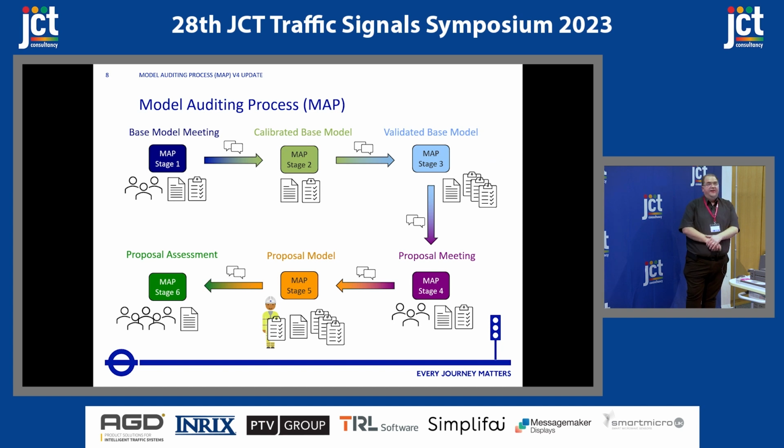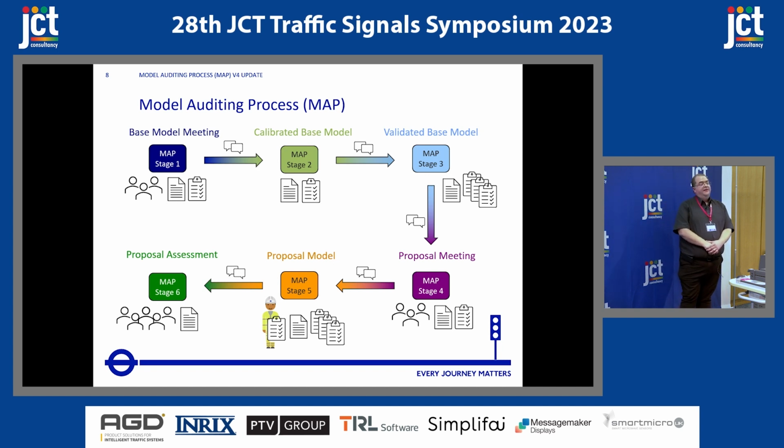So this flow diagram gives a brief overview of how MAP works. So it's essentially a 6-stage process, 3 stages on base model development and 3 that focus on proposed models. At the start of model development, for either the base or proposed models, there is a meeting between all parties where the modelling requirements are agreed and documented in a modelling expectations document.